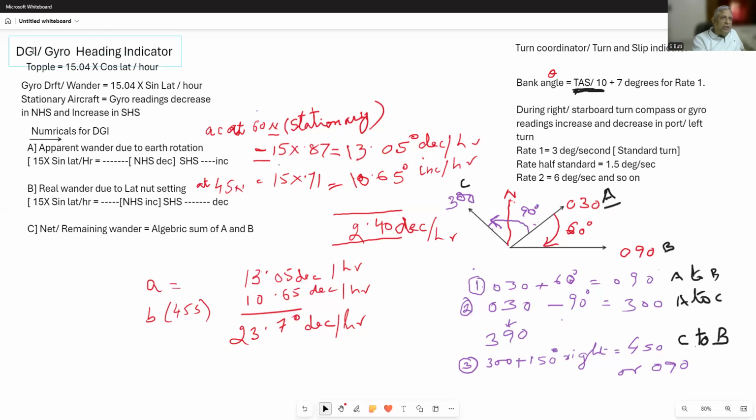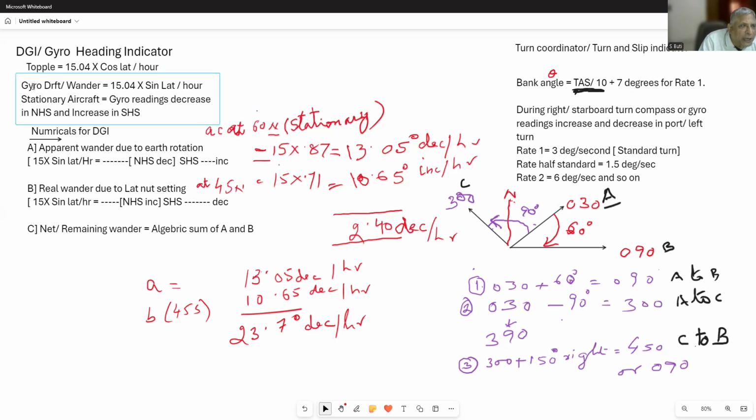Regarding directional gyro indicator or gyro heading indicator, which gives you direction with respect to the gyro north. Gyro north is a point in the space where you make it point and will not move, whereas your magnetic north will move, because the meridians are moving and magnetic north is taken from a meridian. Question on topple: 15.04 into cosine of latitude per hour.